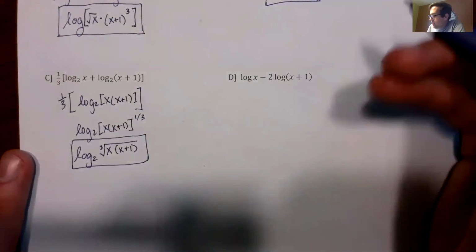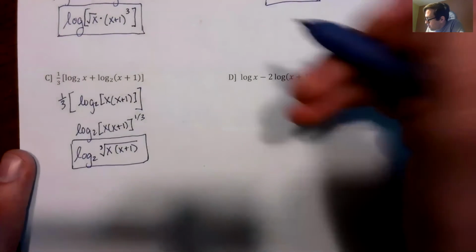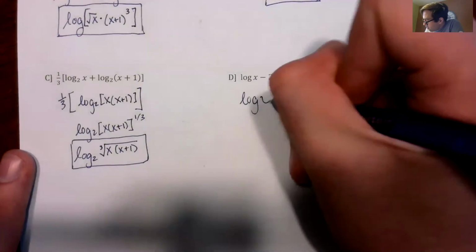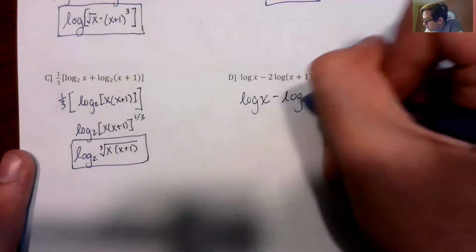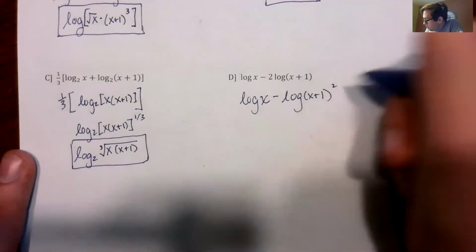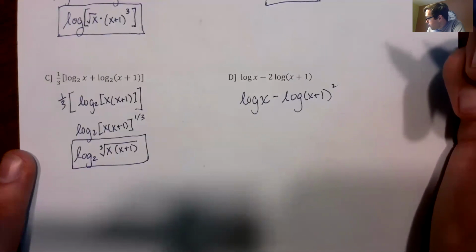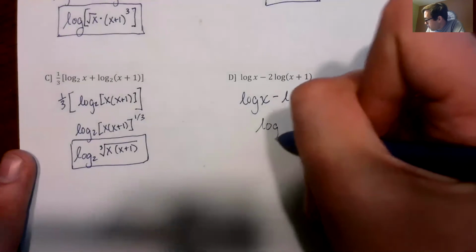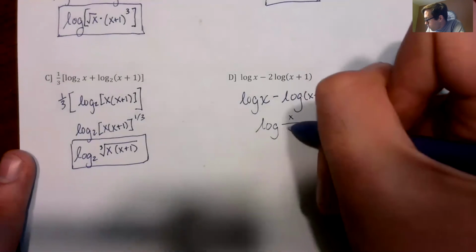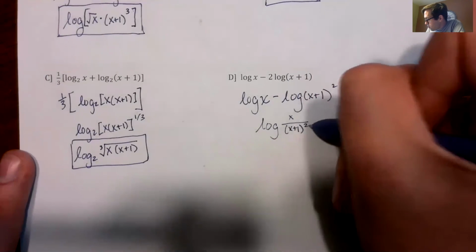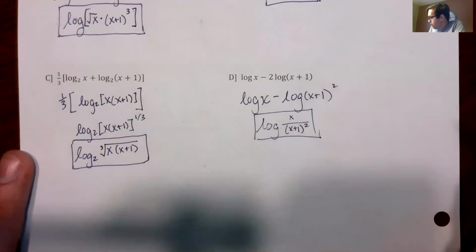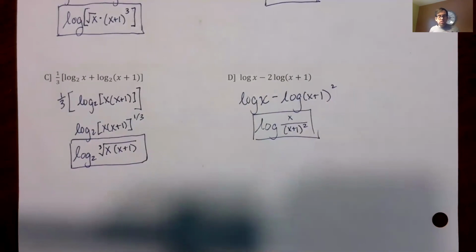And finally, in letter D, this 2 can become an exponent. And then we have subtraction in between 2 logarithms. So this is going to become division, log of x over x plus 1 squared. All right, so that is the last question.